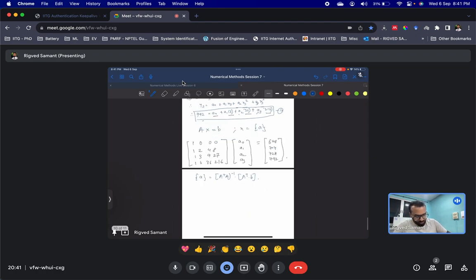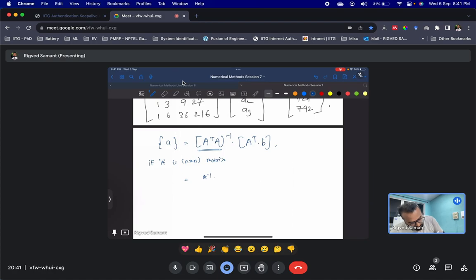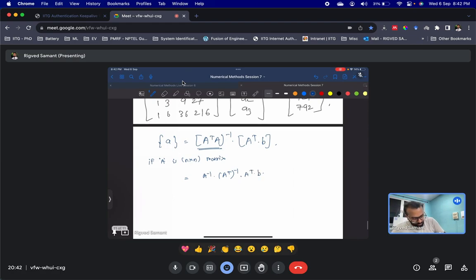Now yesterday I didn't tell you, I just hoped that somebody would tell me, but there is one formula, one manipulation for the case when A is an n by n matrix. If A is an n by n matrix, then we can simplify this further. We can write it as A inverse into A transpose inverse into A transpose into B. So we simplified it like this.